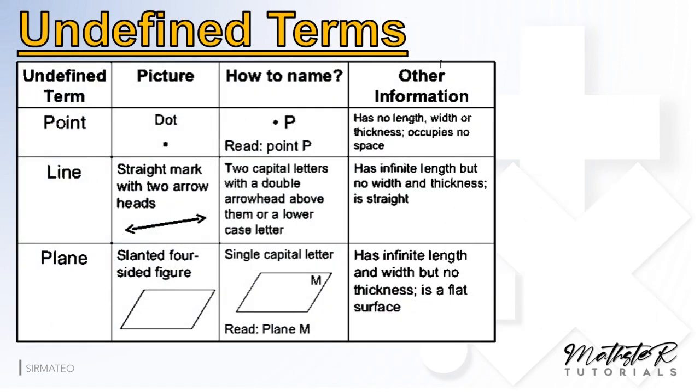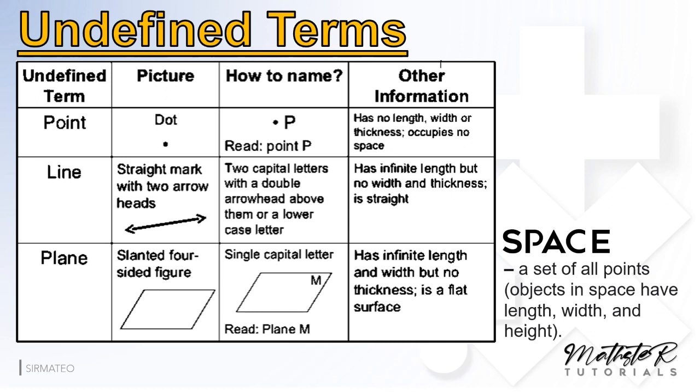So undefined terms, we have point, line, and plane. So these are the descriptions of these undefined terms. At meron din tayong isa pa, so it is a space. In addition, space is a set of all points or objects that have length, width, and height. So nasa undefined terms din siya because wala rin siyang precise definition, pero kaya natin siyang i-describe.